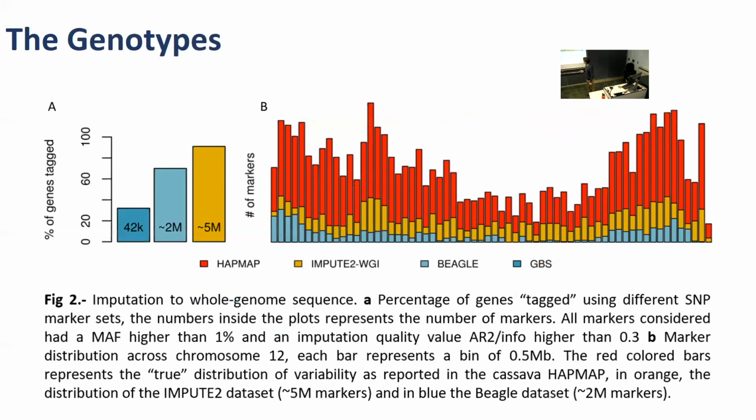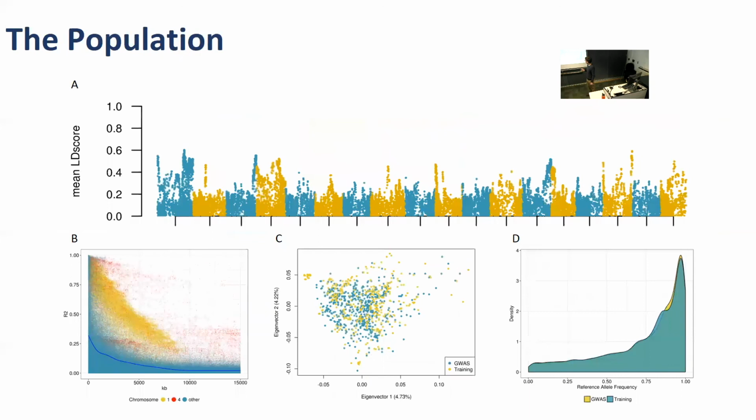So yeah, now we have phenotypes, we have genotypes, we need a population. So this is our population. This is a graph of the 18 chromosomes, and I'm plotting the mean LD score. If you don't know what the mean LD score is, you take each marker and calculate the R square of that marker with all the markers in a bin of 1 megabase. And then you divide that by the number of markers in that bin and you plot all of them. And it gives you a sense of local LD patterns. And as you can see here, cassava has a funky pattern of high LD close to the telomeres.